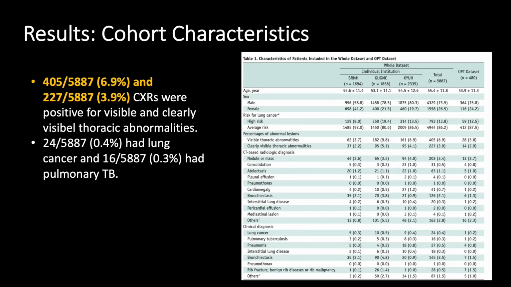And here are the results. In the whole dataset, 6.9% and 3.9% of chest radiographs were positive for visible and clearly visible thoracic abnormalities. 0.4% had lung cancer and 0.3% had pulmonary tuberculosis.